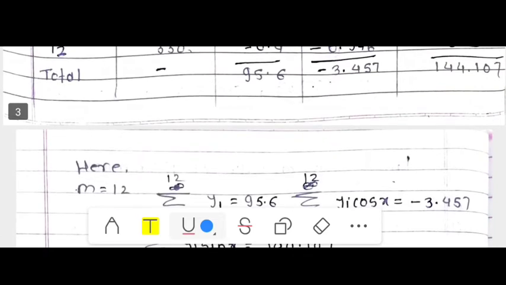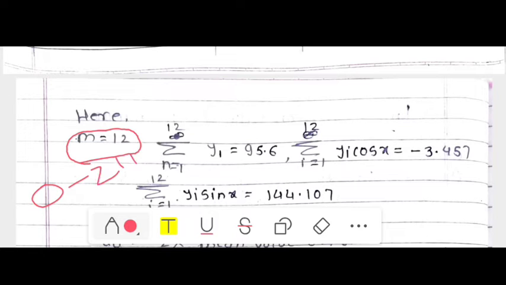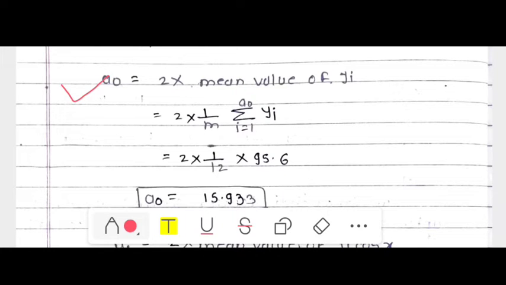If we count the number of values of xi given, it is 12, so we take m as 12. Here the values of xi are defined in the interval 0 to 2 pi. Now from the table we write the summation of yi into cos x and yi into sin x. First we write the formula to determine the value of a0.